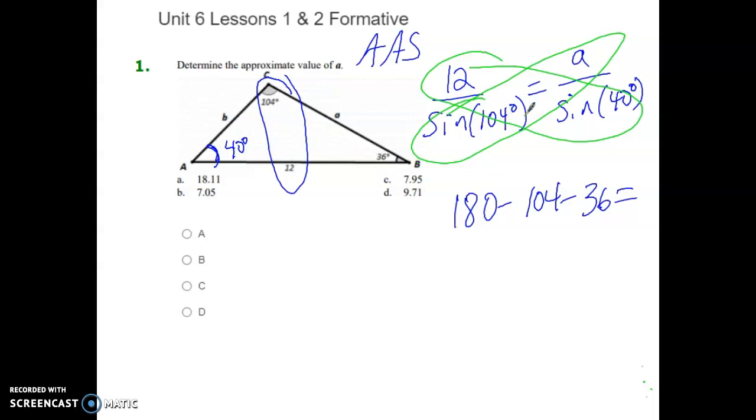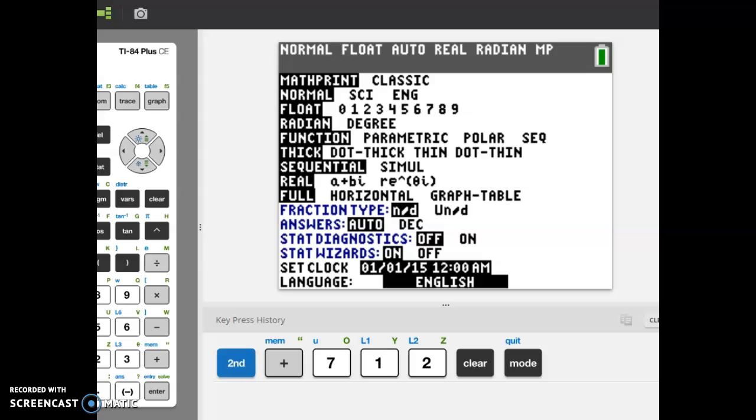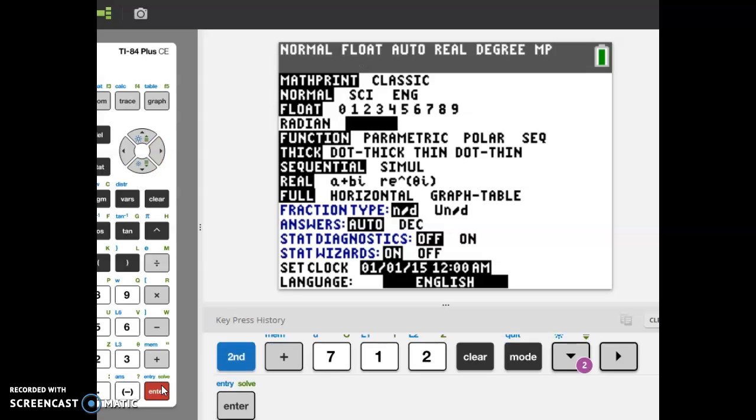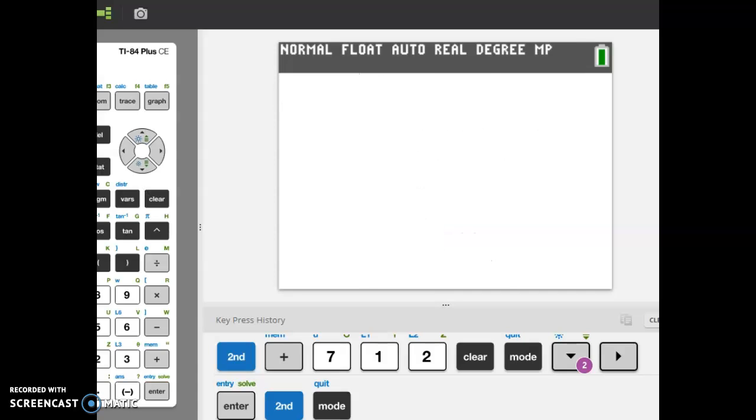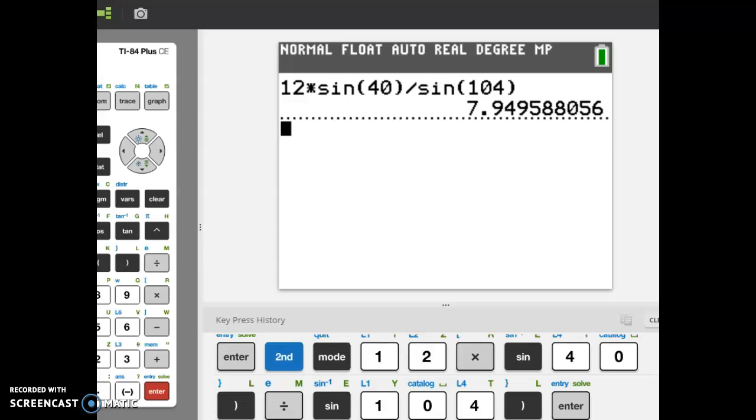And we break out our calculator. All right, we have to make sure it's in degree mode, which it is not. And then we type in, let's see, we've got 12 times the sine of 40, and then we end up dividing by sine of 104. And we get C is approximately 7.95 if we round to the nearest hundredth.